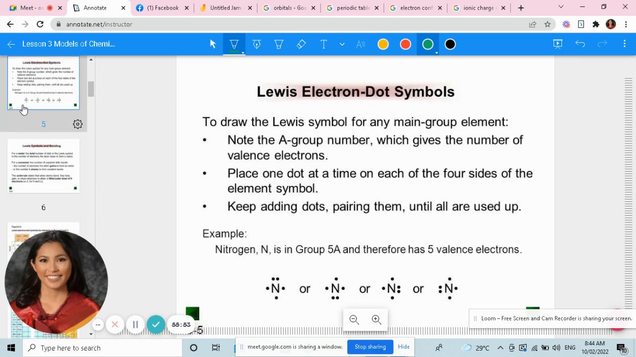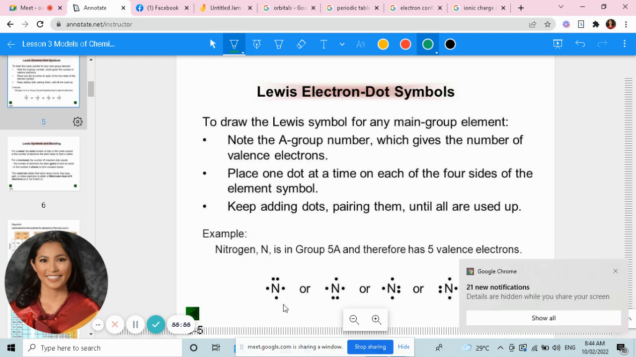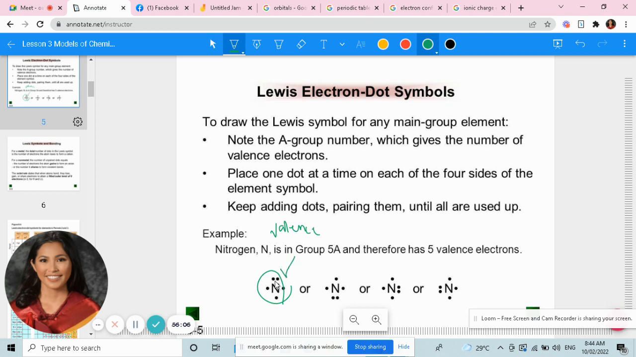Okay, we have the Lewis dot symbol. When we write the Lewis dot symbol, we take note of the valence electrons, how many valence electrons. We can write this one. This is correct, your bond pair can be on top, or we can put it here or on this side or on this side. So all of them are correct.